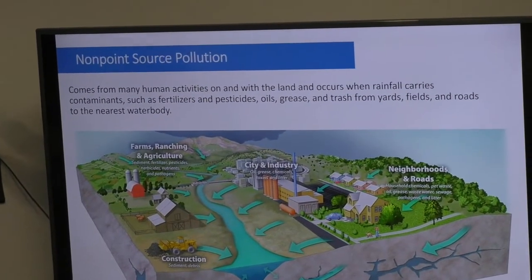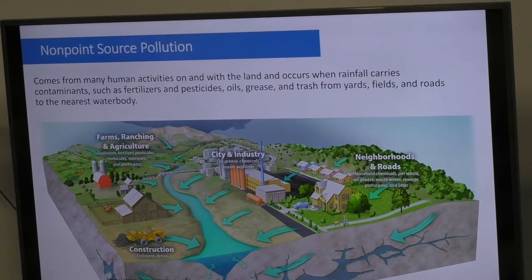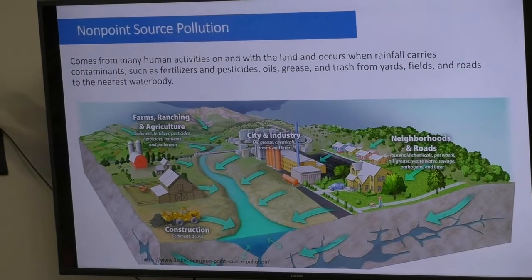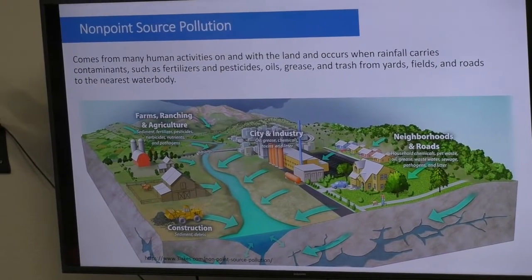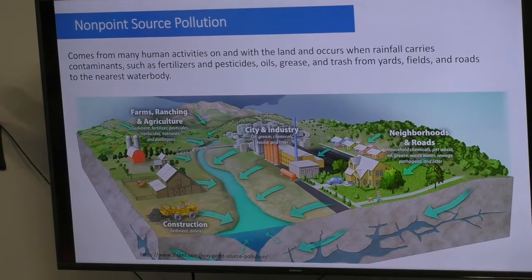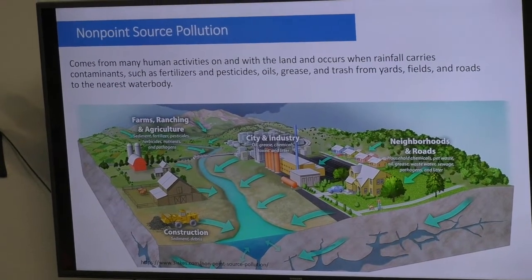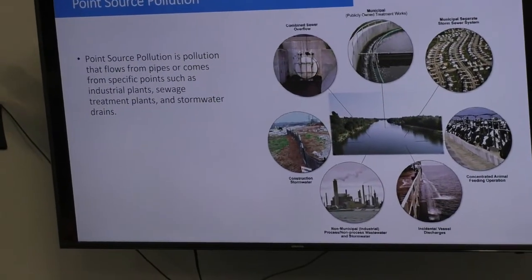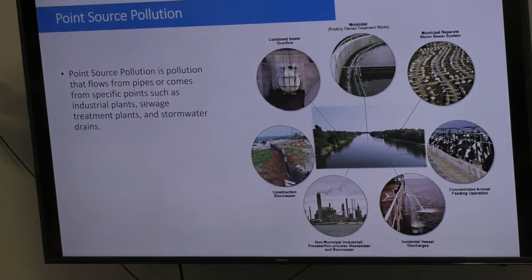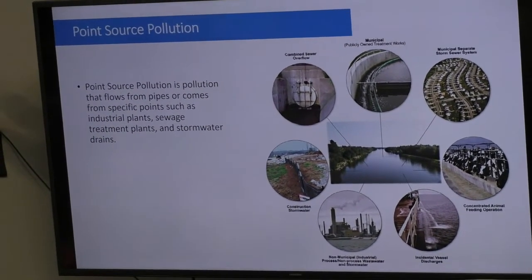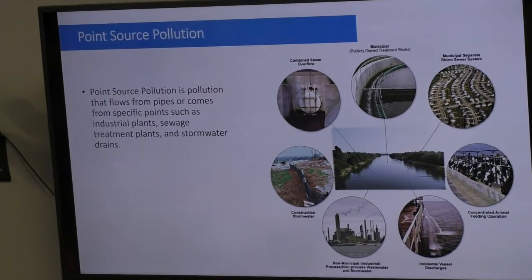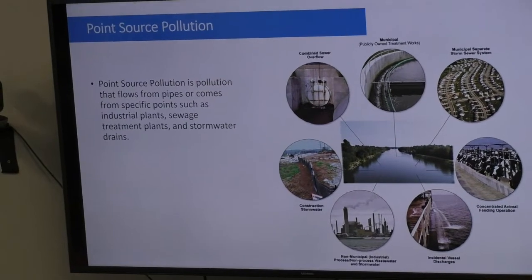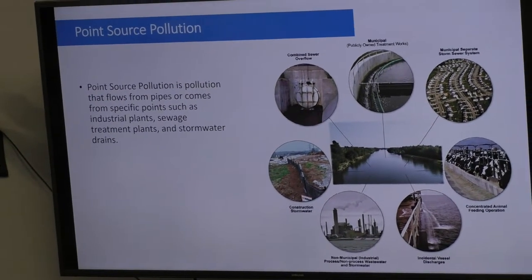Non-point source pollution is another term we are going to talk about today. Depending on human activities on the land, we are going to have non-point source pollution. Some examples are fertilizers, pesticides, oil, and grease. And point source pollution is when we know a specific location where the pollution is being produced, such as factories or industrial plants. So by knowing this, let's move to the model.